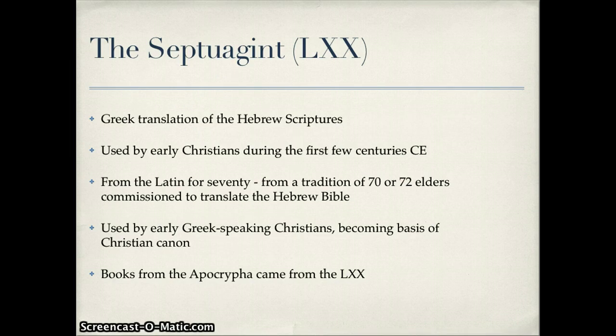Used by early Greek-speaking Christians, it became the basis of the Christian canon. And so the books from the Apocrypha come specifically from the Septuagint. I don't know if that makes much sense, and we'll go through that in class. Because the Septuagint has a larger set of books, the books from the Apocrypha come straight from the Septuagint. So that is just a brief introduction to the Old Testament.